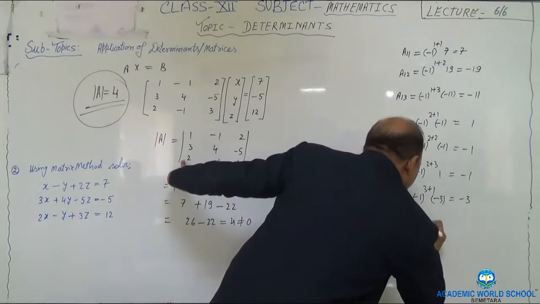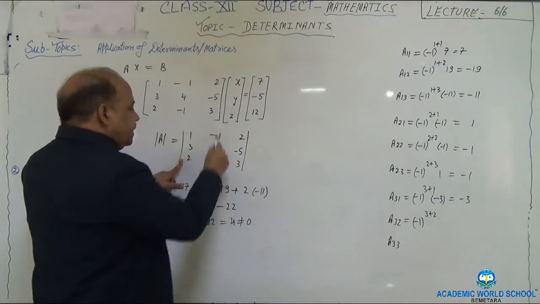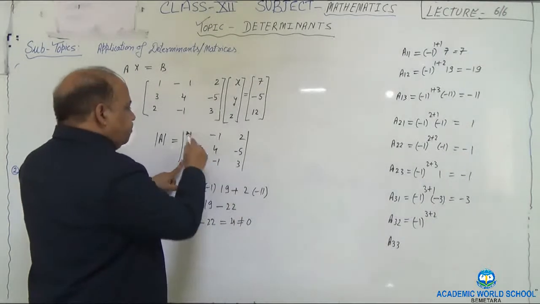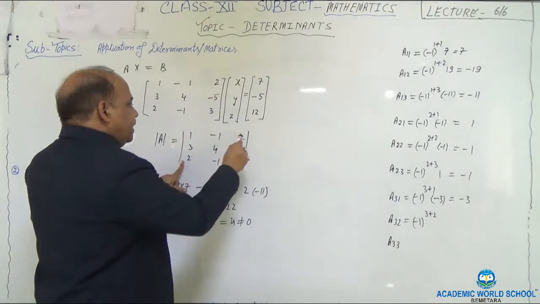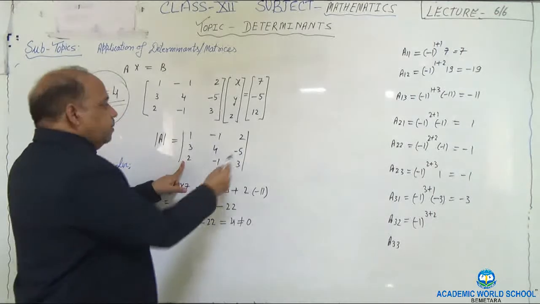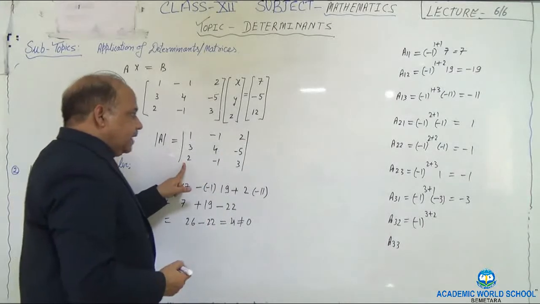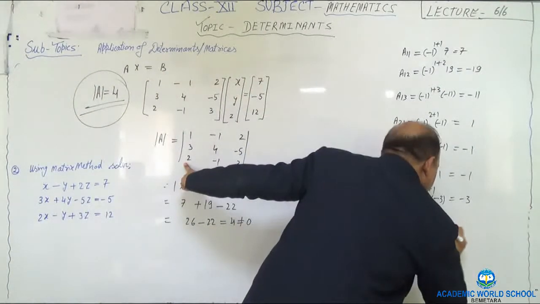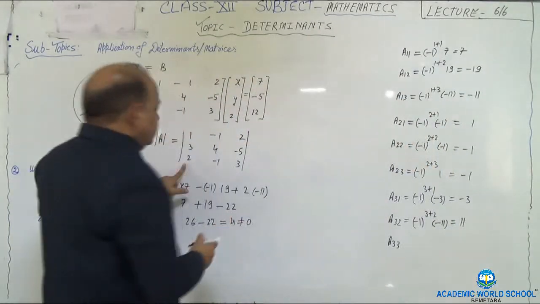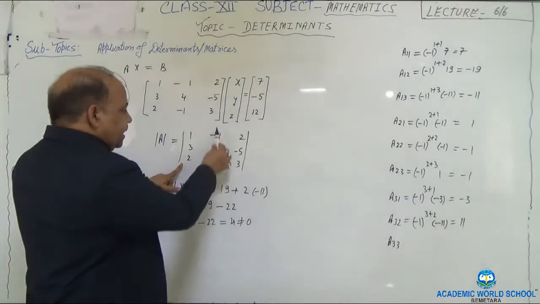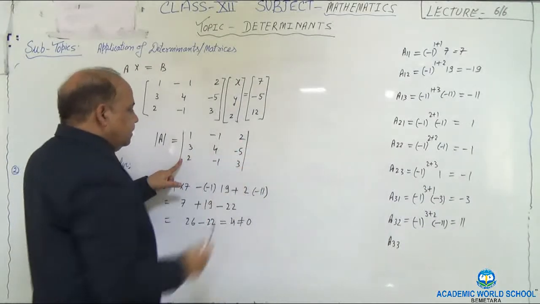A32. What will be A32? Minus 1 to the power 3 plus 2. Where is A32? Leave this part. So you are getting minus 5 and then minus 5 into 3 into 2, just 6. Minus 5 and then minus 6. It gives you minus 11. So minus minus will become plus. It becomes 11. Check once again. A32 we have calculated with respect to this. So minus 5, 3 into 2 is 6, that we have got.